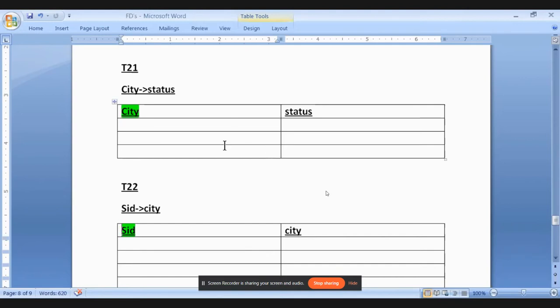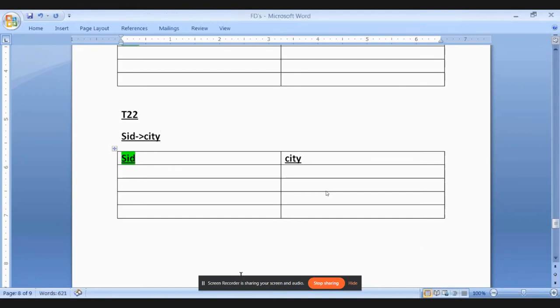Now, the third question: are T21 and T22 converted to 3NF actually? Is it in 3NF? You have to check last of all. So yes, it is in 3NF. Why is it in 3NF? The only FD that is present in T21 is what? City to status, where city is a candidate key. Is there any non-key relationship? No. So I can say it is in 3NF. Again, go to T22, SID to city. SID is a candidate key. So no question of non-key relationship. Hence, it is in 3NF.